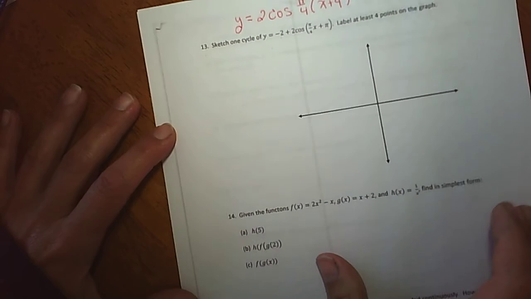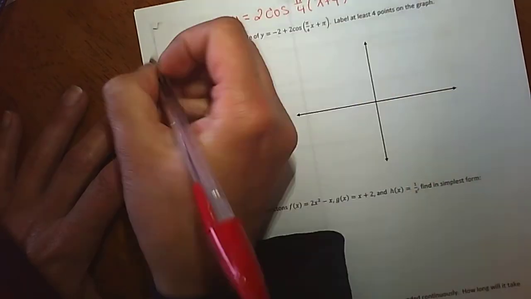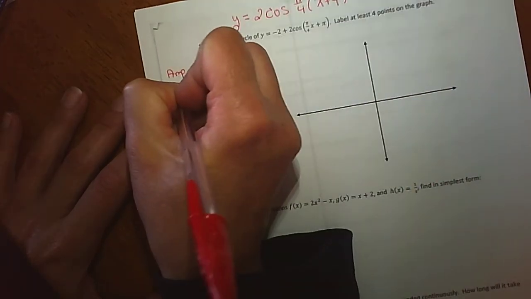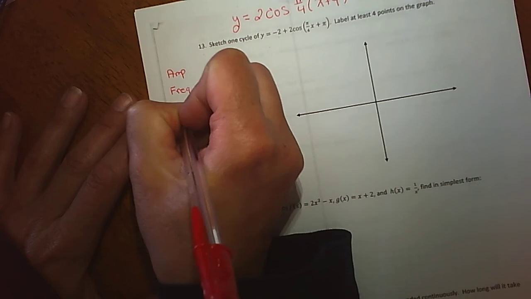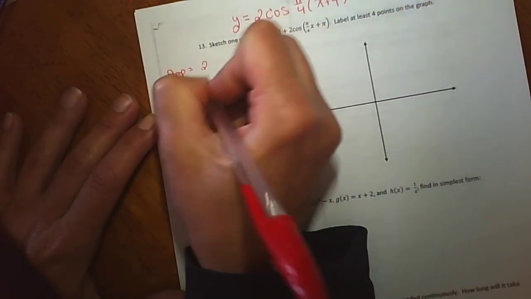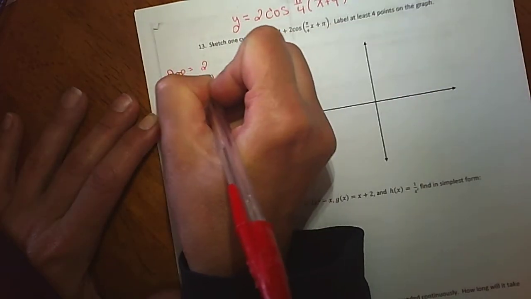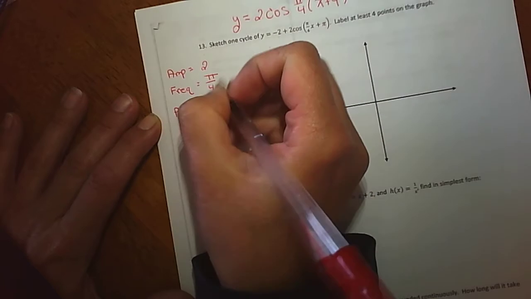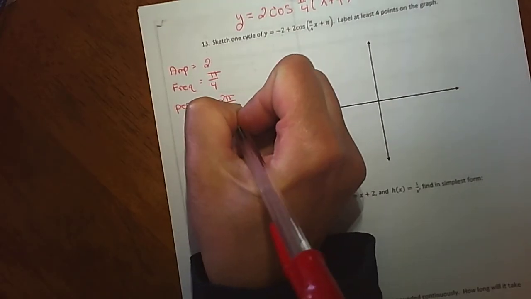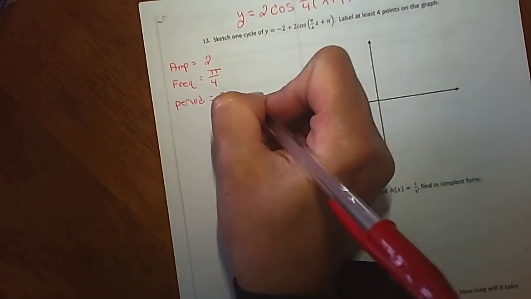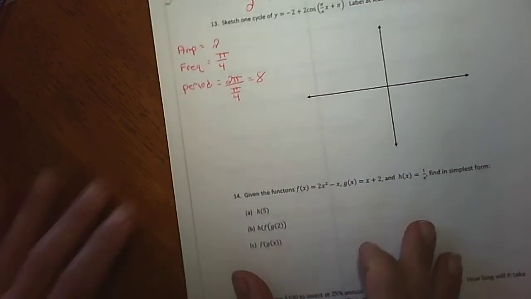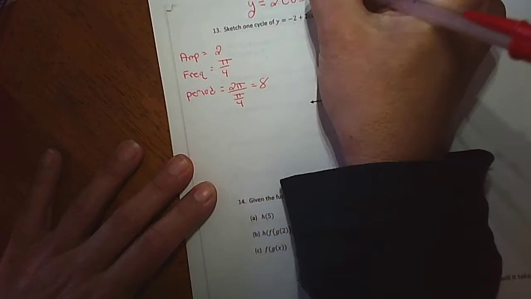right, writing down all the important things. So we always start off with amplitude, frequency, then period, right? So the amplitude is 2, the frequency is pi over 4, and then the period is going to be 2 pi over the b, which is pi over 4. That makes the period 8. All right, so that takes care of this guy and this guy.